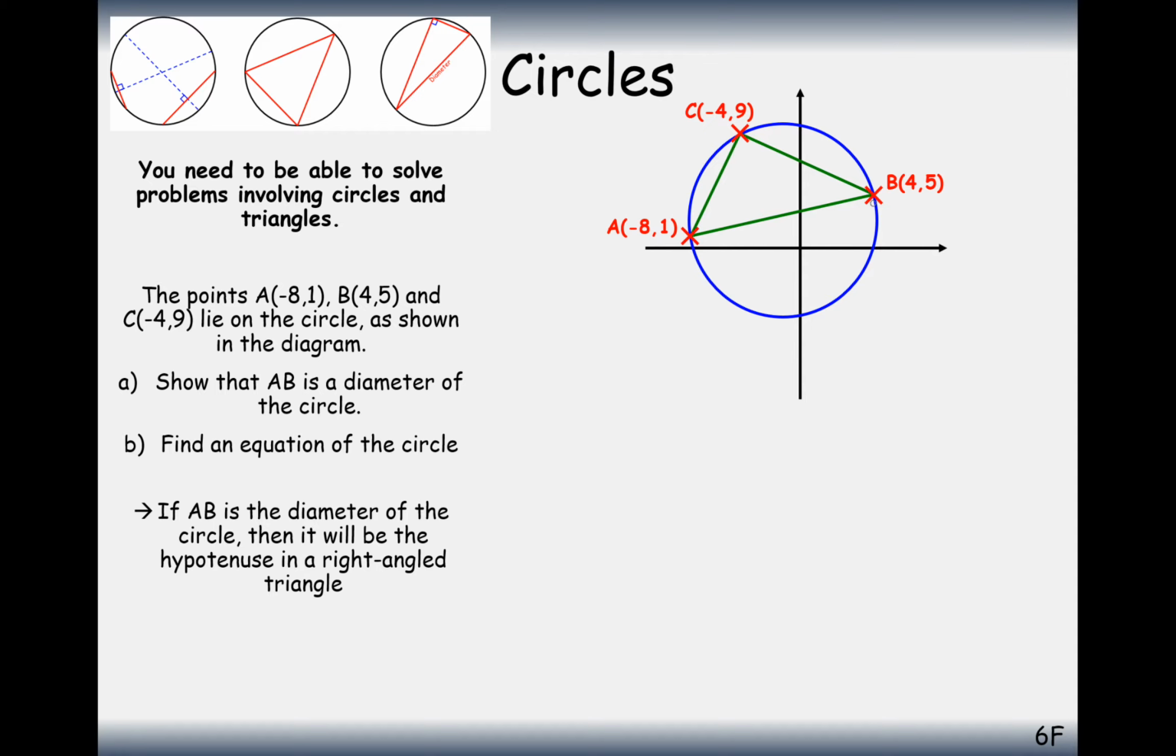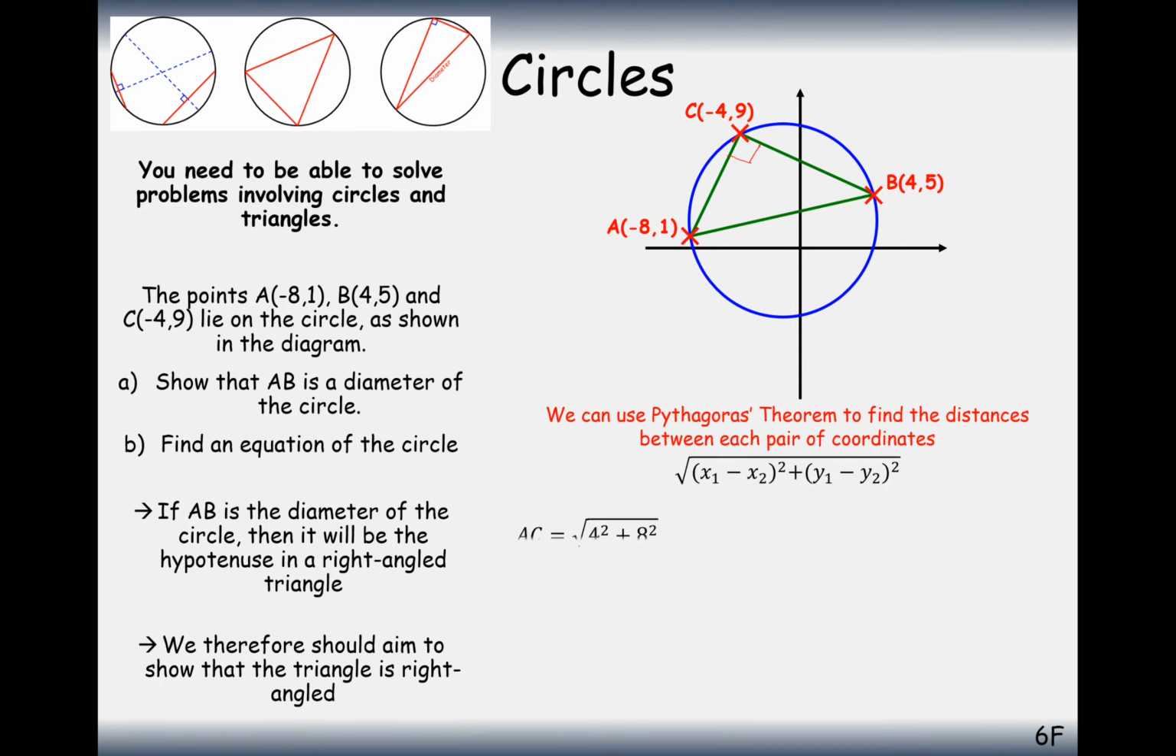Now we could do this a couple of ways. We could prove that this angle here is a right angle by looking at the gradients of these lines here and here, or we could do it by a little bit of Pythagoras theorem and look at the distances on these green lines. So let's go ahead and do that.